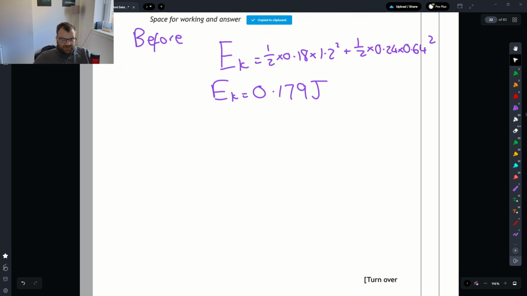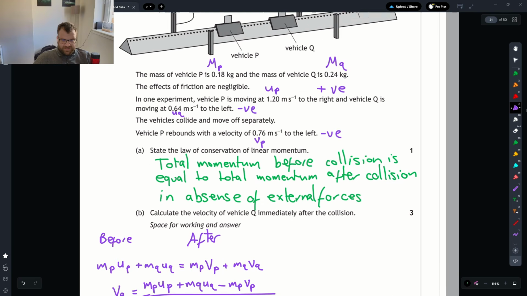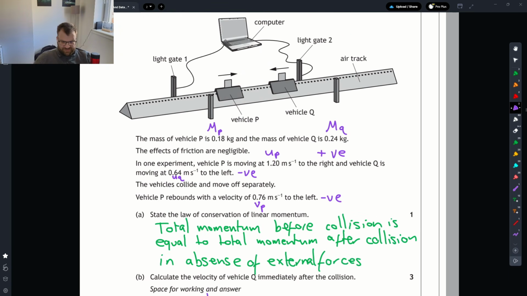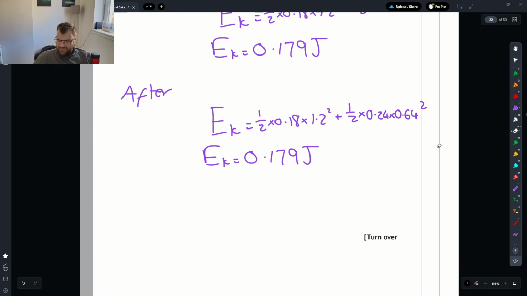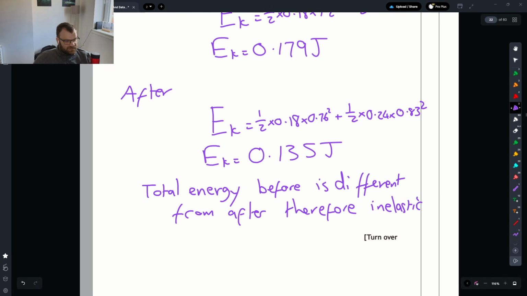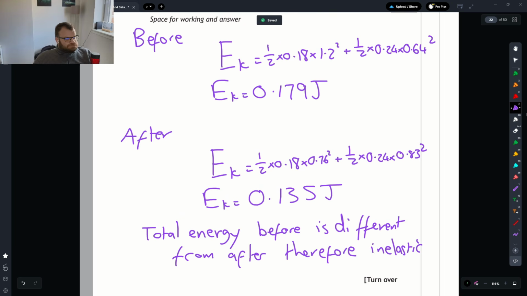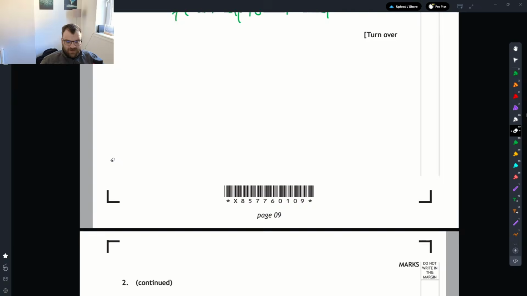And then now we need to repeat that for the after. Our masses will stay the same, but it will be the velocities that will be different. So 0.76 and 0.83 we worked out. And for me, that comes out as 0.135 joules. Not the same, and that makes it an inelastic collision. Total energy before is different from the after energy, therefore it must be an inelastic collision.